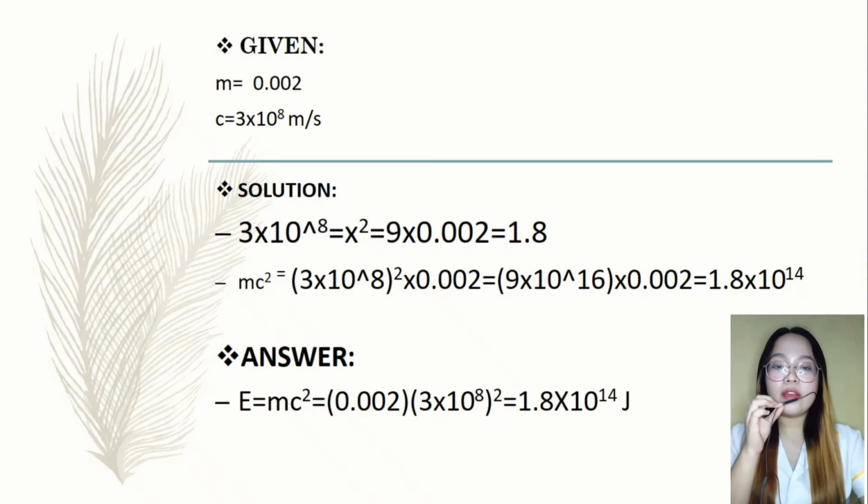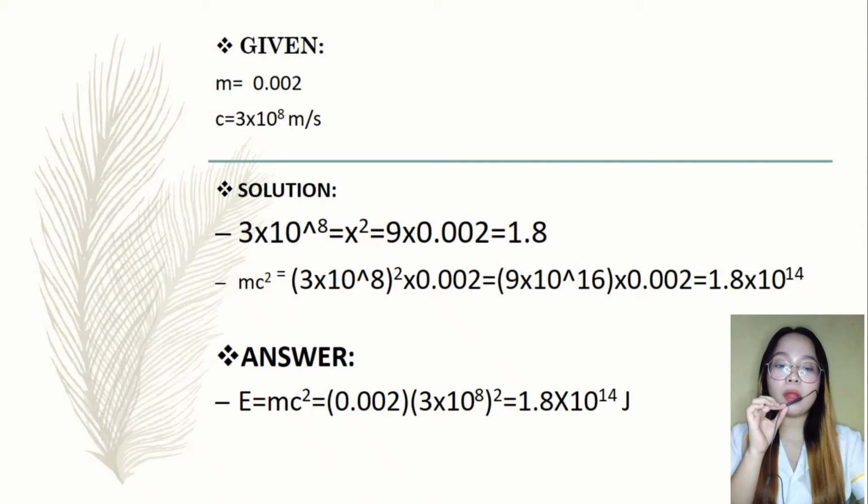So now I have here my answer, but in order to solve the problem, we need to use a scientific calculator. Okay, I will show you how I solve the 1.8. So the solution is (3 times 10 to the power of 8) squared equals 9 times 0.002 equals 1.8.